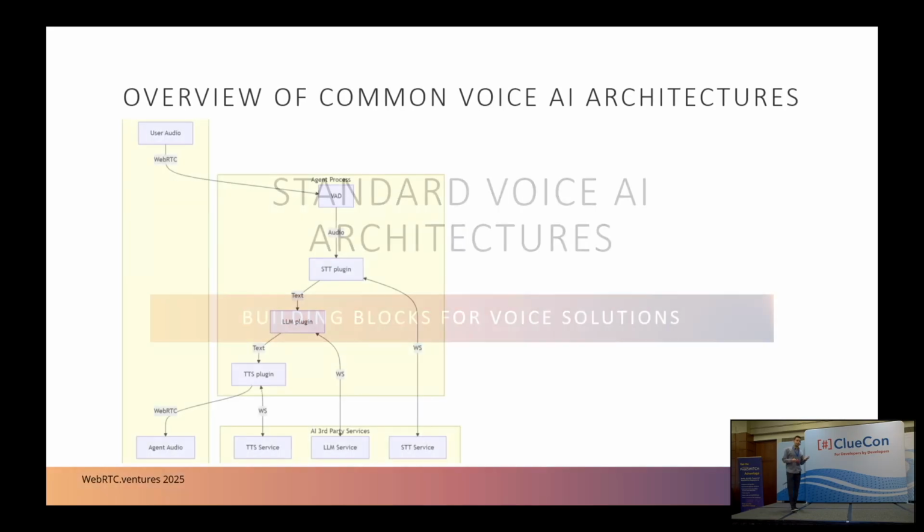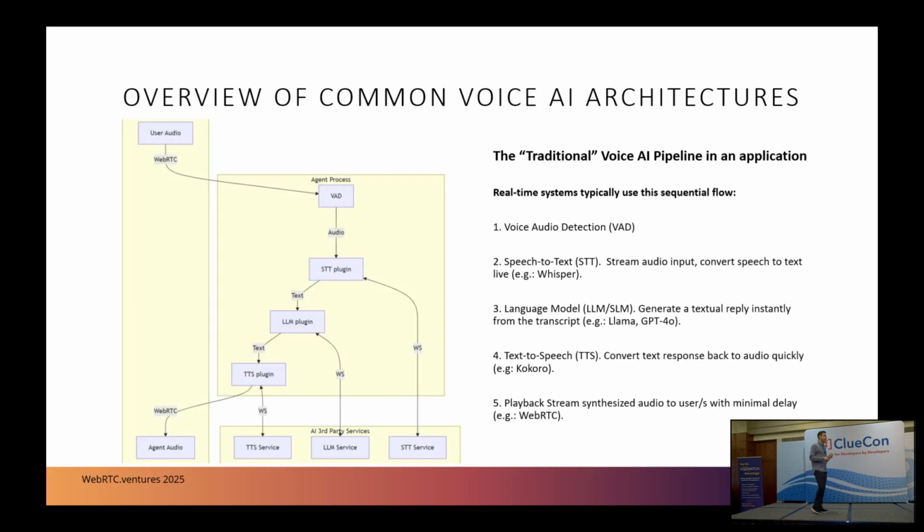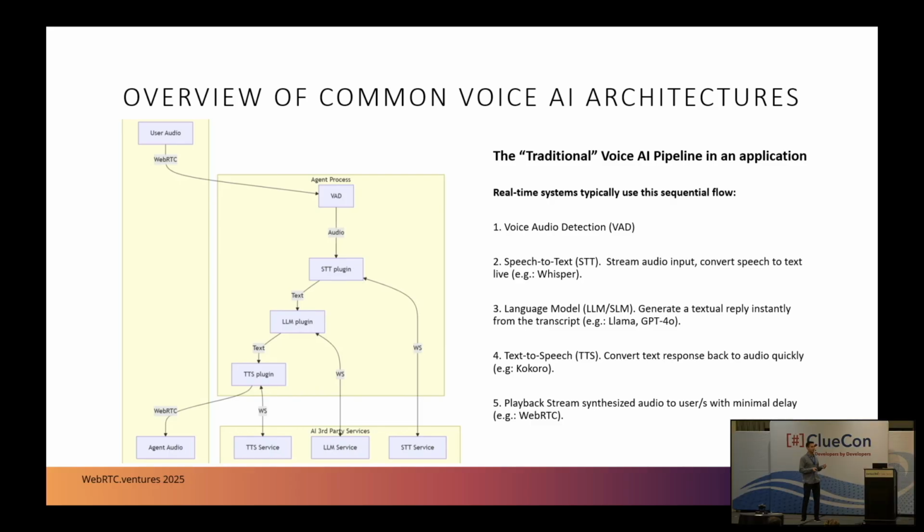And there are some typical architectures to do that. This, I will call it the traditional architecture. It involves four modules. There is the voice audio detection piece in charge of knowing when the audio that is coming in is speech. And then once we detect that, we start the speech-to-text processing.